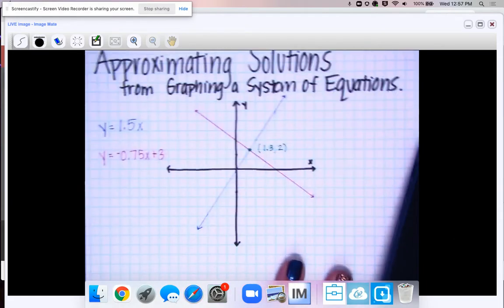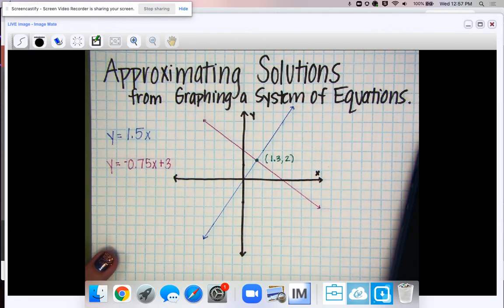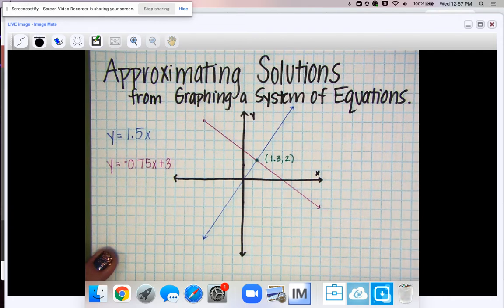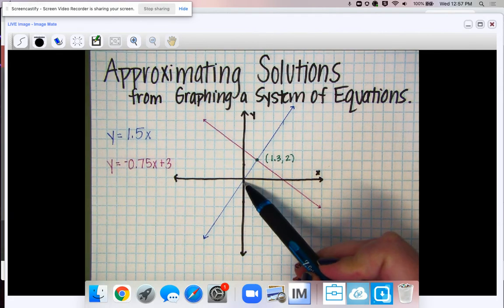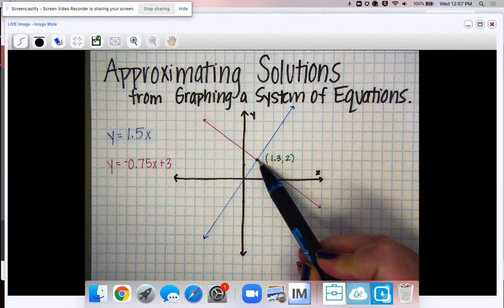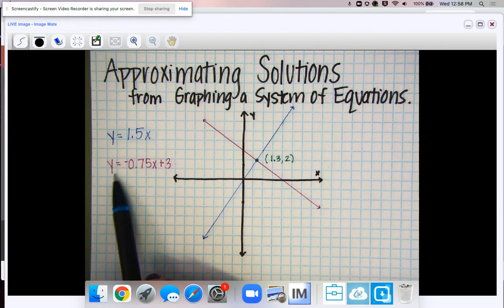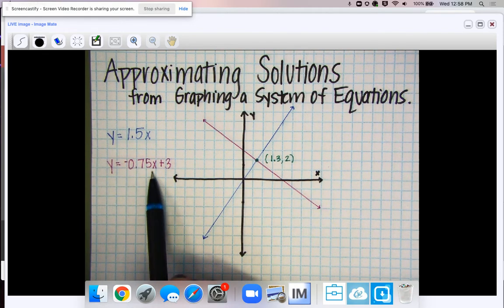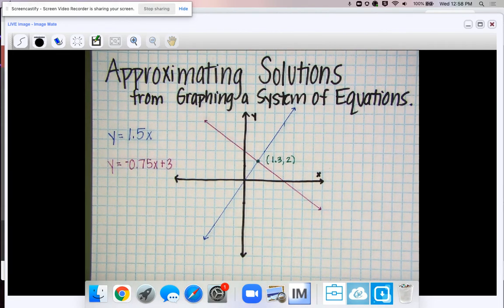All right, so we're going to look at how to approximate solutions from a system of equations that we have graphed. So here we have two equations. Our blue equation is y equals 1.5x, and you can see that it's graphed here with the y-intercept at 0. It's going up 1.5 over 1. And then we have the pink equation, y equals negative 75 hundredths x plus 3. So the y-intercept is here, and then that one is graphed.